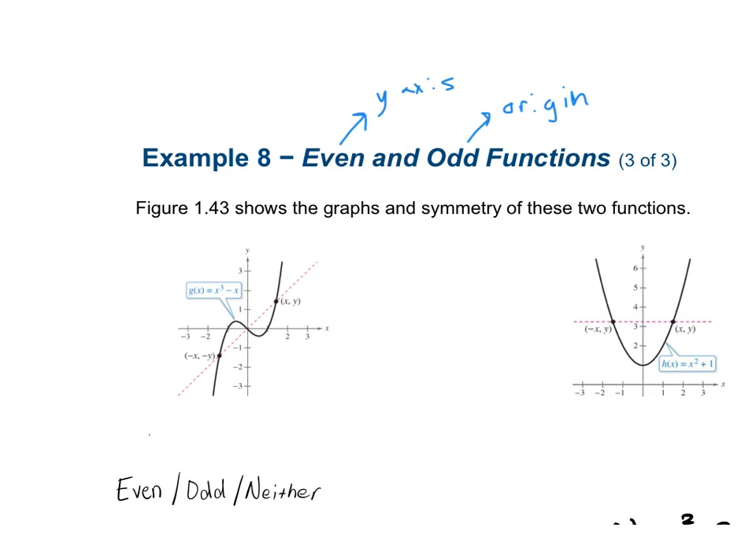So looking at our first graph, we know it's not symmetric with respect to the y-axis because then it would look like this. So it's not even. To check and see if it's odd, we need to see if it's symmetric with respect to the origin. So we could just flip it upside down and we would get the same thing. So this is an odd function.